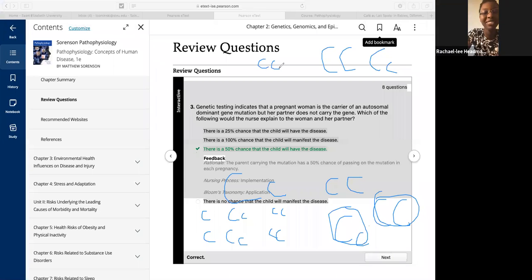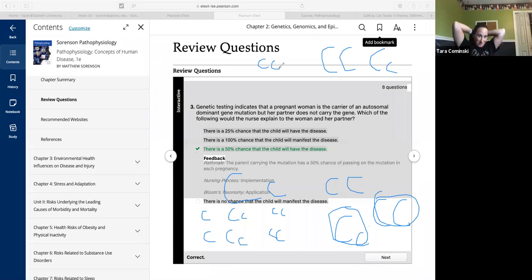Okay, got it. And nothing's ever straightforward, because even though we say something's autosomal dominant, you still have these issues of reduced penetrance and the variable expressivity that we talked about.